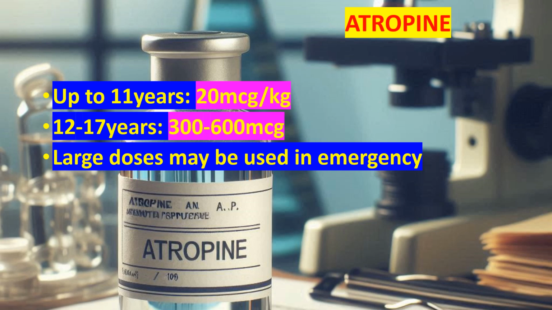If the cause of your bradycardia was vagal stimulation and you want to administer atropine, here are the dosages of atropine in pediatrics. Up to 11 years old child, we use 20 mics per kg. For children between 12 to 17 years, we administer 300 to 600 micrograms. Larger doses may be used in case of emergency.